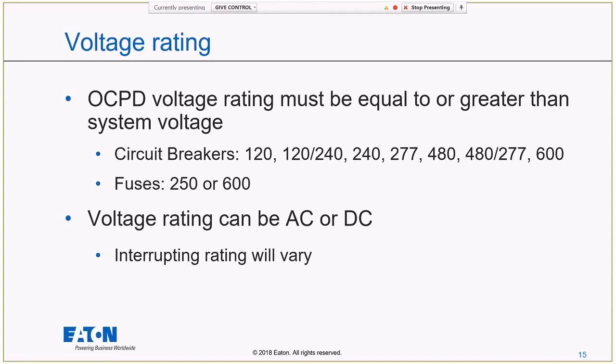Your voltage rating might have an AC or a DC rating. You might have both. A lot of fuses have both. A lot of circuit breakers have both, but the interrupting rating is probably going to be different at that DC rating.